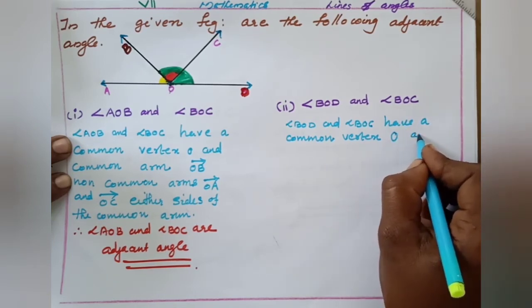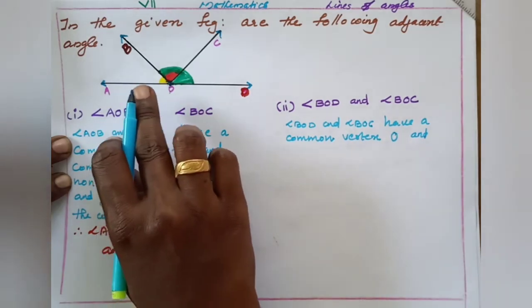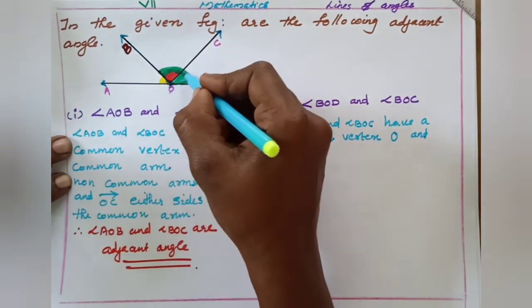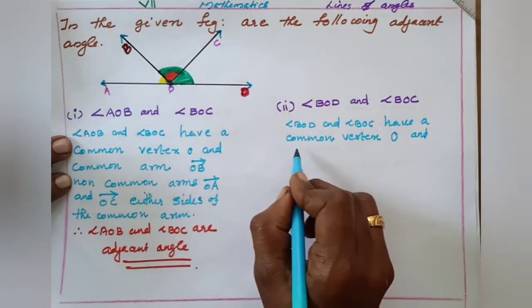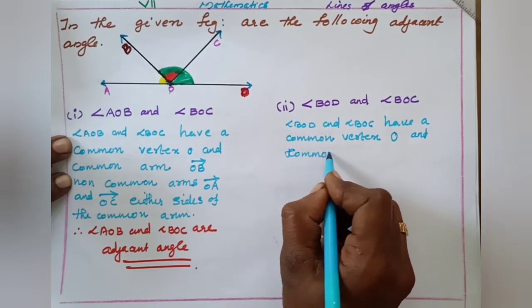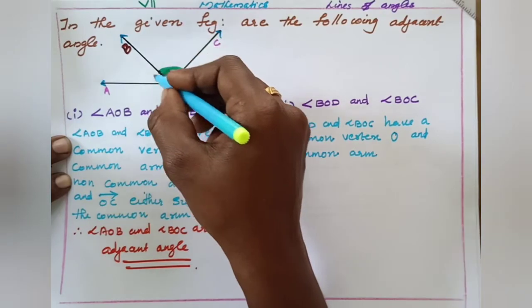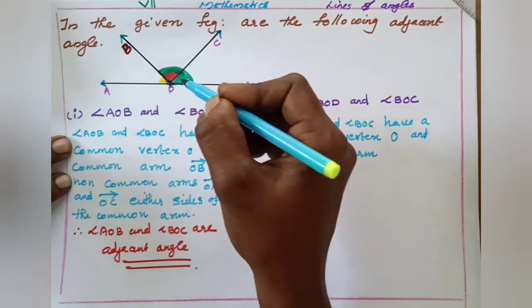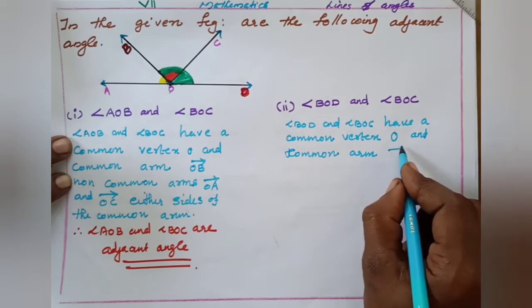And they have a common arm OB. BOC and BOD have a common arm. For BOC the ray is OB, and for BOD the ray is also OB. So the common arm is ray OB.